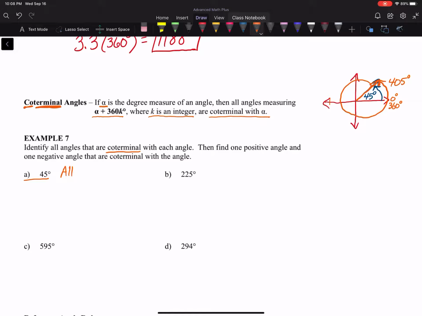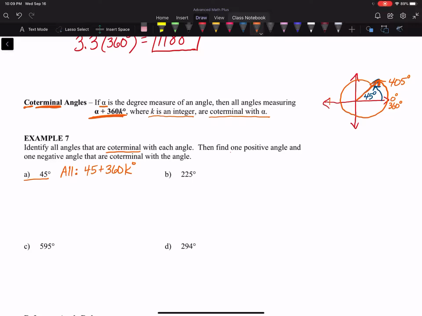It is impossible to find all of them because, like I said, there are an infinite number of coterminal angles. So when it says all, it wants us to use the equation up there. In this case, our angle is 45, so we're going to say 45 plus 360k degrees. That takes care of all of them.